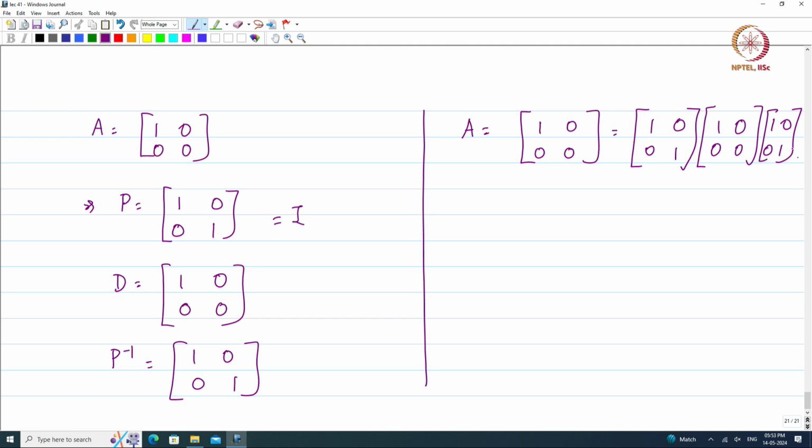So, what we have established is that if you have a real symmetric matrix, the eigenvectors corresponding to the distinct eigenvalues are orthogonal to each other. Now, what is the use of establishing this fact that eigenvectors corresponding to distinct eigenvalues of a real symmetric matrix are orthogonal to each other? What are we going to do with that?